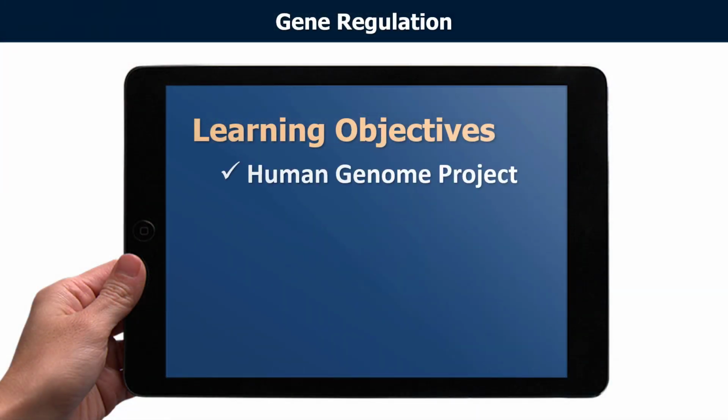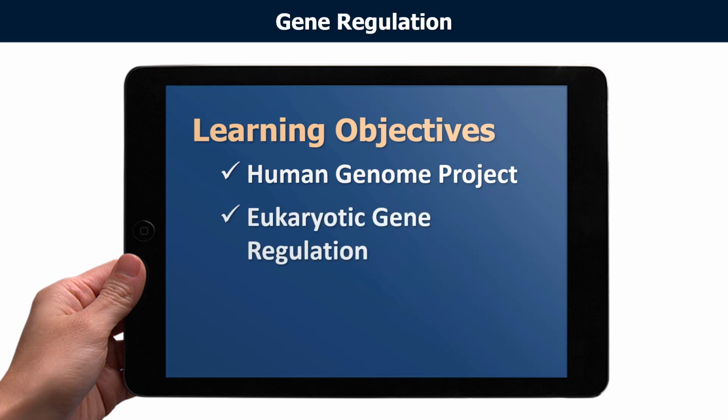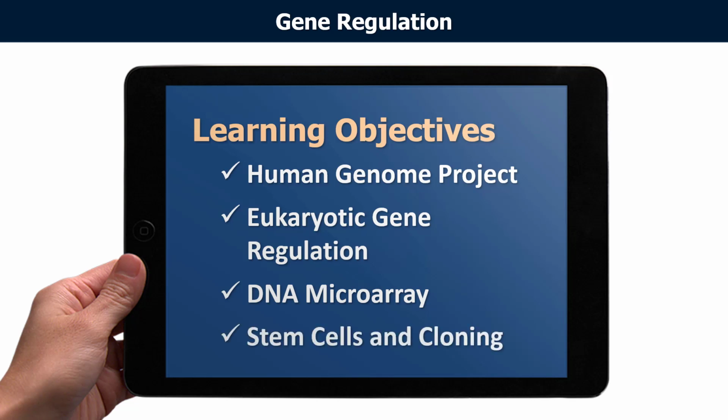The first thing we're going to talk about is the Human Genome Project. This was a massive data gathering activity where we discovered which genes are actually present in the human genome. And then we'll get into our discussion of gene regulation, and we're going to focus specifically on how genes are regulated in eukaryotic cells. Then we'll talk about DNA microarrays. This is a research tool that scientists use to find out which genes are in fact turned on or off in a cell at a given time. And then finally we'll talk about some applications of this gene regulation concept as it pertains to stem cells and cloning.